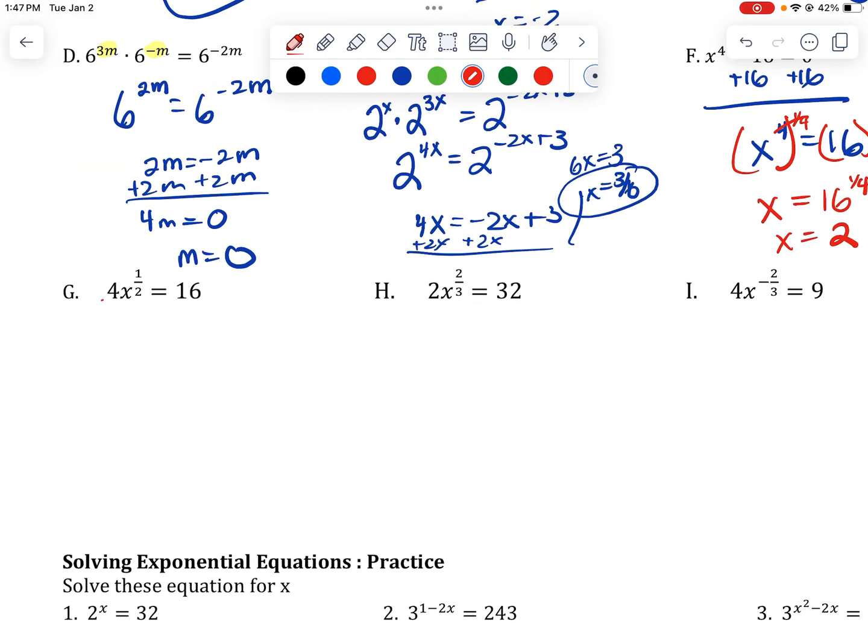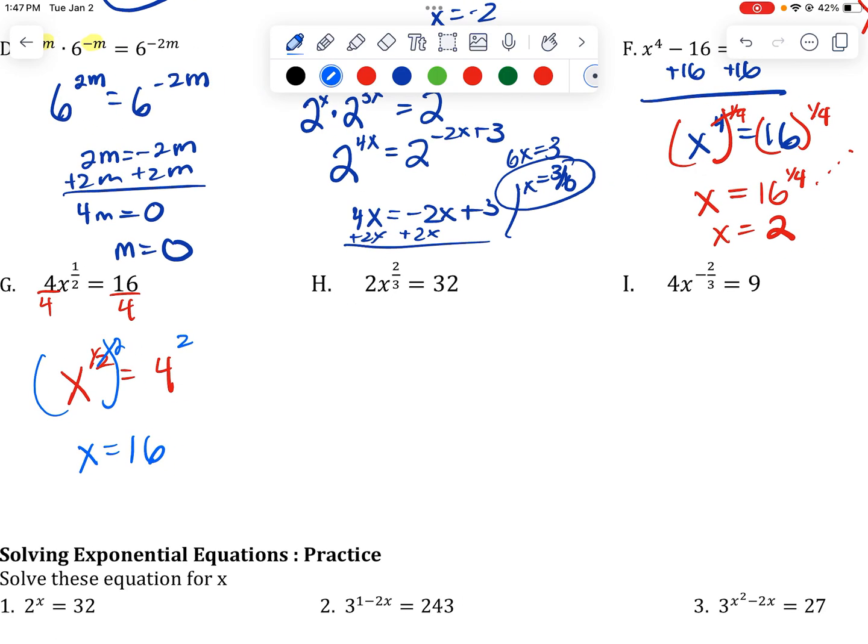So this one, let's see, divide by 4. So we have x to the 1/2 equals 4. And then to undo the 1/2, we would square it. So x equals 16. This next one, let's divide by 2. So x to the 2/3 equals 16. Well, then we'd raise it to the 3 over 2. So x equals 16 to the 3 over 2.